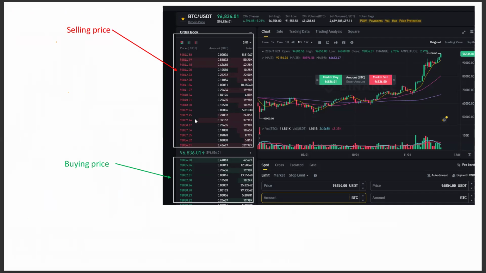This is called an order book. Sorry, it's on Binance. It shows you the price of Bitcoin. People are buying, people are selling. People trade order flow. They look at this a lot. They don't look at charts. They look at this to monitor prices.